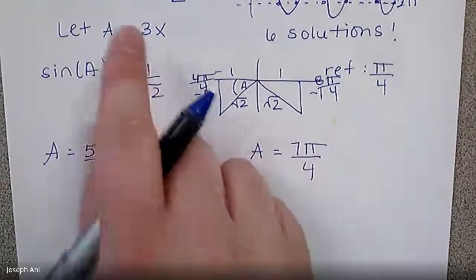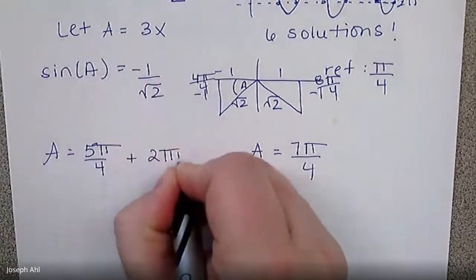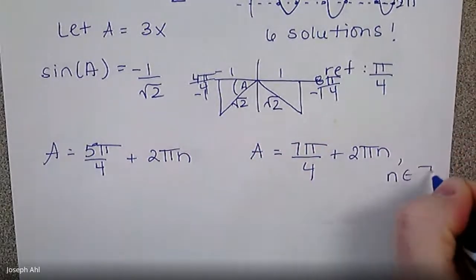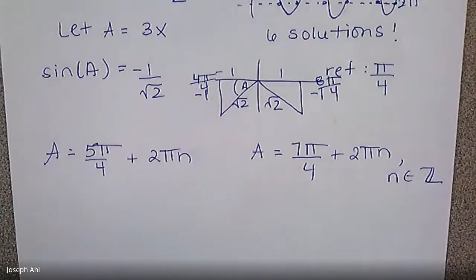But from there, since this is a different frequency equation, we have to add on the general solution, which, like I said earlier, is plus 2 pi n. Do you have to write n as an element of the integers? I'd like you to remember that.